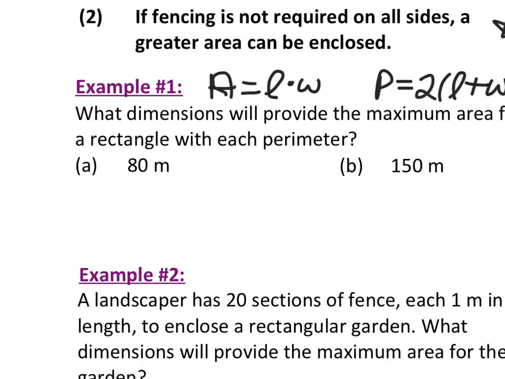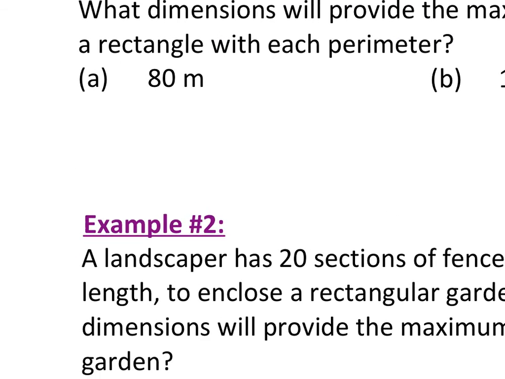So what we're going to do is, in these questions, we have been given the perimeter. So we could say, perimeter 80 equals 2 times length plus width, okay? And what we can do is isolate this down, we can solve for L if we want to, okay?